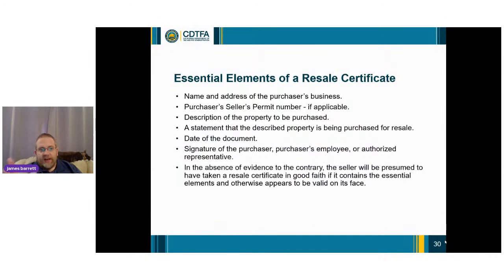So you see here, these are the elements that I mentioned, right? Name and address, seller's permit number, property to be purchased, statement that it is for resale, date, signature. Technically, anything with these items is a resale certificate. So if you scrawl that on a bar napkin, it counts. I would print it out from online so you don't forget anything.